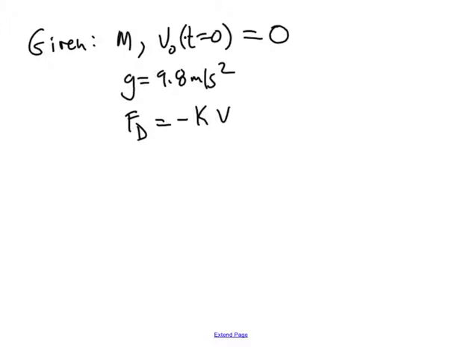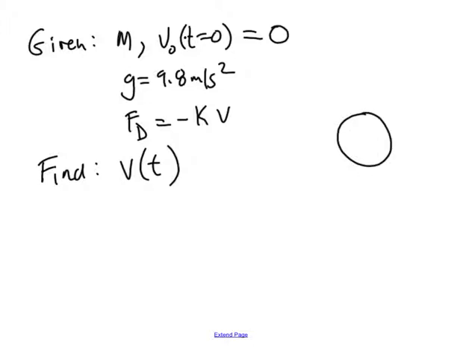And what we're going to find will be the velocity of the ball at some later time t as it falls under the influence of both gravity and air resistance. And obviously we're going to use Newton's second law. So the first thing we want to do is draw a free body diagram.